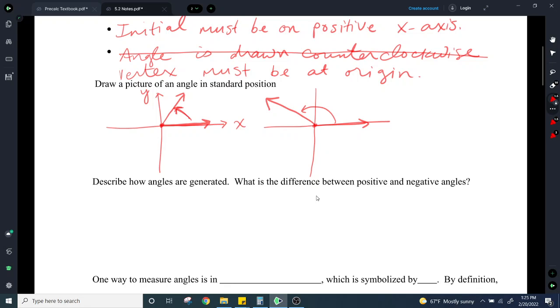So like if it's the second, terminal side's in the second quadrant, we would call it an angle in the second quadrant.